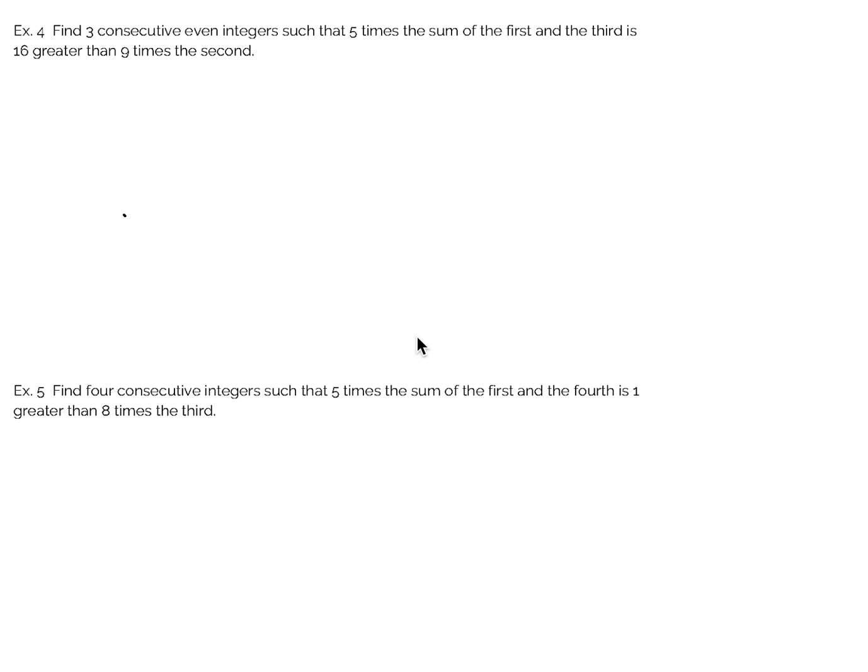Algebra 2 class. I left you hanging on these two problems in class from lesson 6. So let's do these last two problems, and I'll have videos for you for lessons 7 and 8, hopefully tomorrow. Example 4 was: find 3 consecutive even integers such that 5 times the sum of the first and the third is 16 greater than 9 times the second.